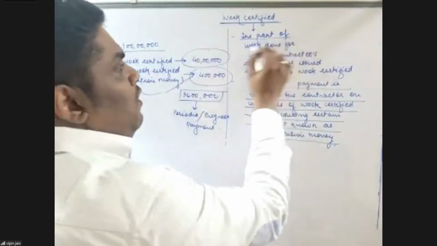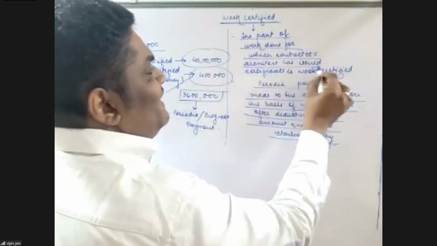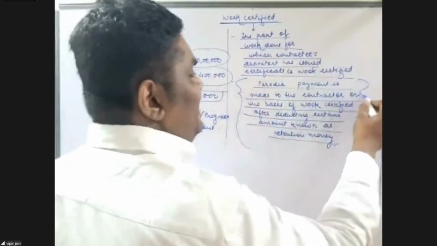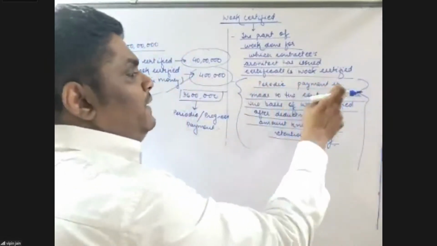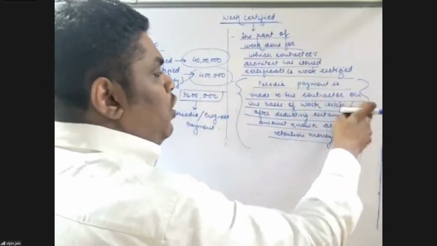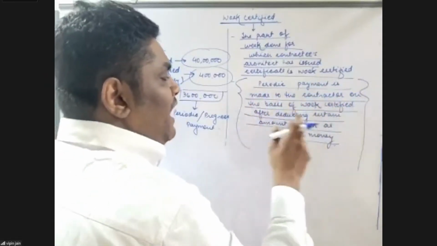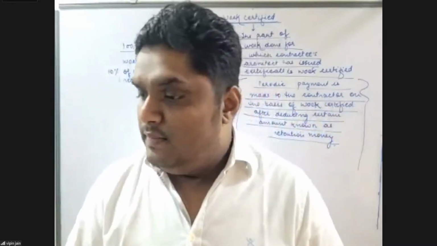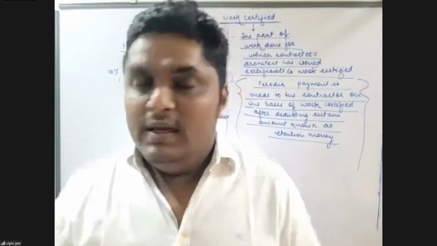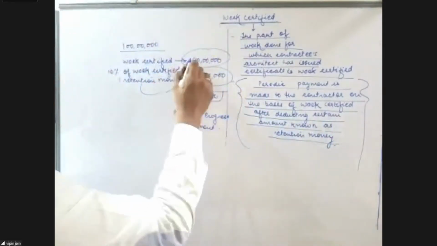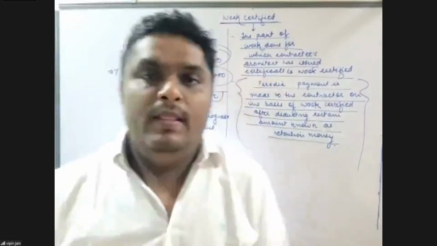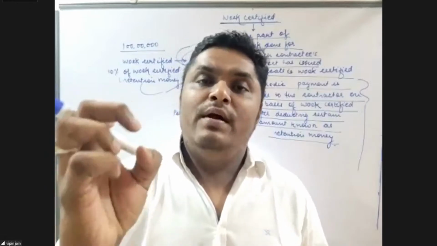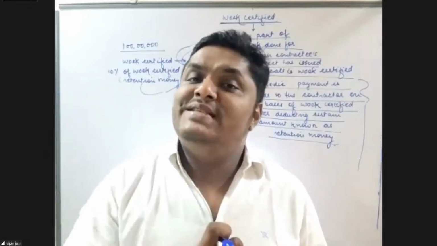So the part of work done for which contractee's architect has issued certificate is work certified. When talking about the second para, Ishan, the periodic payment is made to the contractor on the basis of work certified after deducting certain amount known as retention money. See, in this case, the work certified is 40 lakh. Let's say the contractee retained 10% of the work certified.